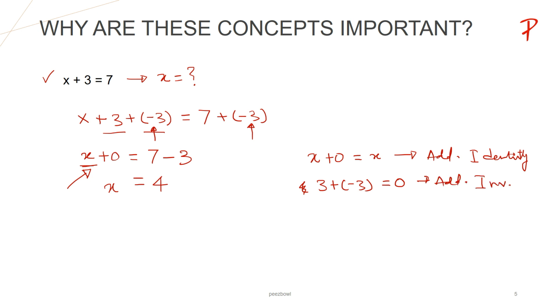Okay, so we use the additive inverse of 3, which is minus 3, to isolate x. Here we could find the value of x, right? So let us not deep dive into this now. I will explain it in my coming videos. So using additive identity and additive inverse, we can easily solve such equations.